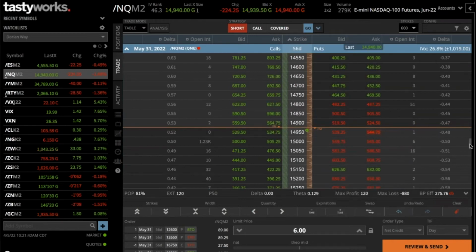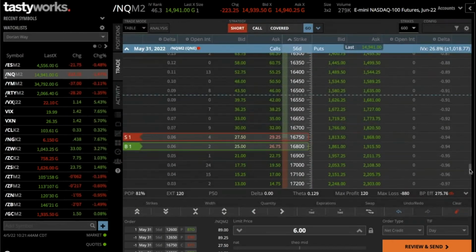So I got the 56 days on this. On the call side, I was thinking about something neutral on the NASDAQ as well. It was up a decent amount yesterday. It's down a decent amount today. I think we're going to stay in a range. We're not going to go up a significant amount from this point.